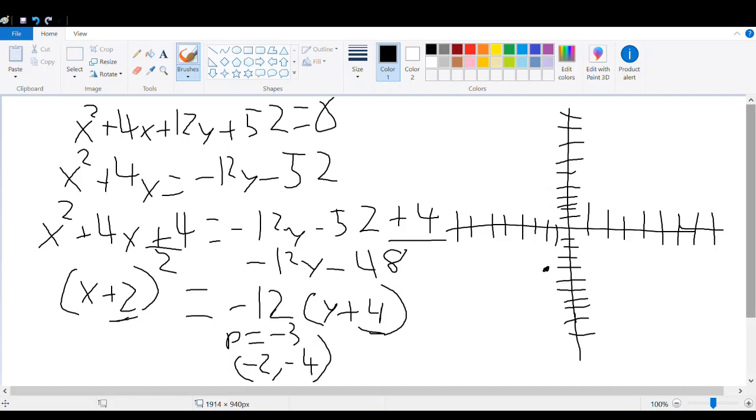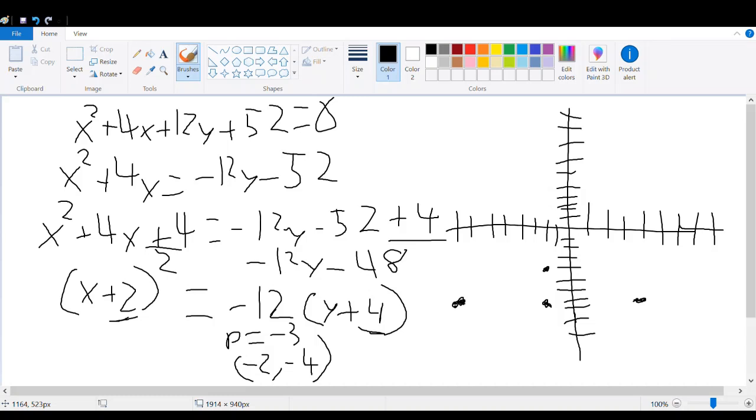Because it's negative, it opens downwards, and we already established that's up and down earlier. So 1, 2, 3. And then focal width, the whole thing is 12 because you can't have a negative length. Divided by 2 for each side, so you can split them evenly. You get 6. So that's 1, 2, 3, 4, 5, 6. 1, 2, 3, 4, 5, 6.